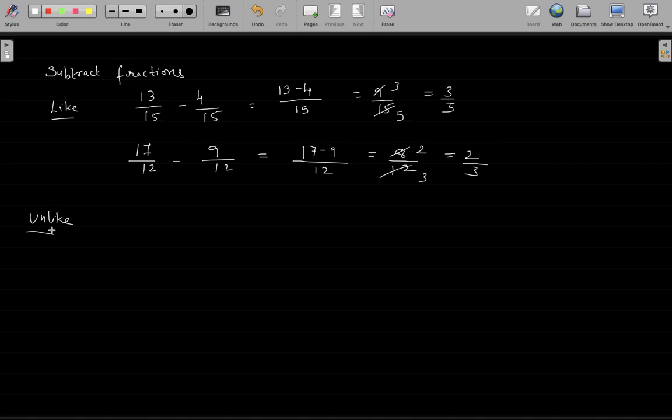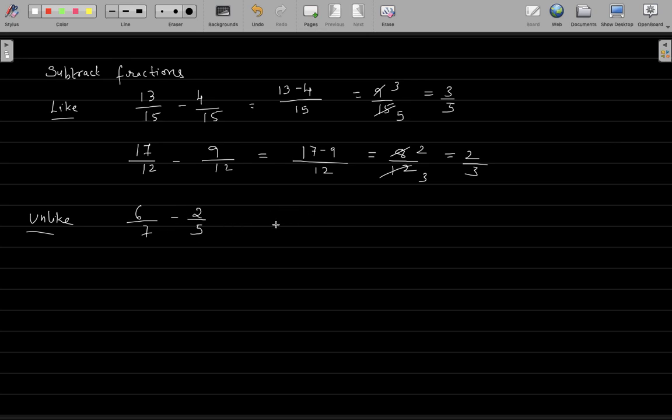When the fractions are unlike, suppose I have 6 by 7 and 2 by 5. I want to subtract 6 by 7 and 2 by 5. Now because the denominators are different, the fractions are unlike. Now you can as usual apply two methods there, that is take the product of the denominators, and for the numerators take 6 times 5, that is denominator of the second multiplied with the numerator of the first, minus denominator of the first multiplied by numerator of the second.